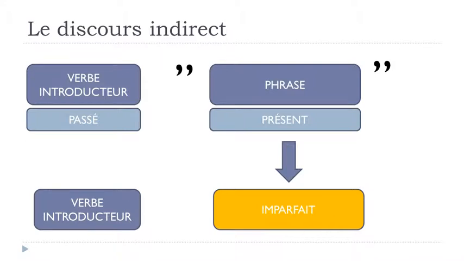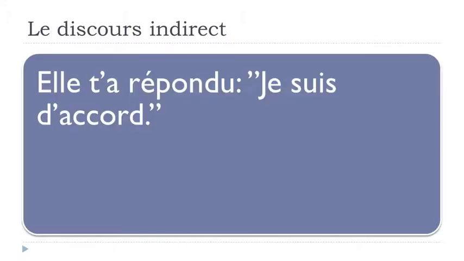Okay, so let's have a look how it will go. As I said, the first verb I put in the passé composé form, and it will always be the same for all the examples. So I will keep the same sentence and the same verb, and it will be in the passé composé. Elle t'a répondu, je suis d'accord.